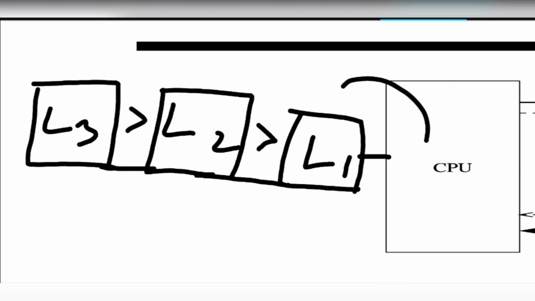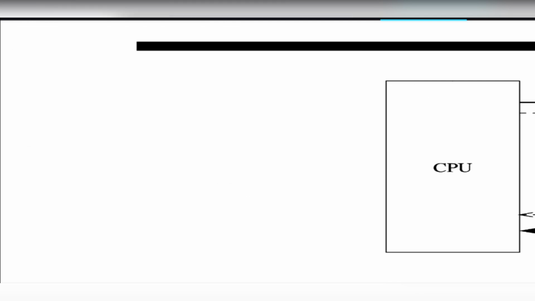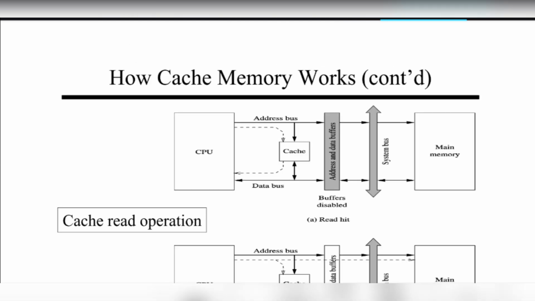The CPU has to first search in L1. If it finds the data in L1, then it's best. If not found, then check L2. If not found, then check L3. If not found, it goes to main memory. The CPU will first check the L1 cache, then L2 cache, then L3 cache. From wherever it finds the data, it will take it.